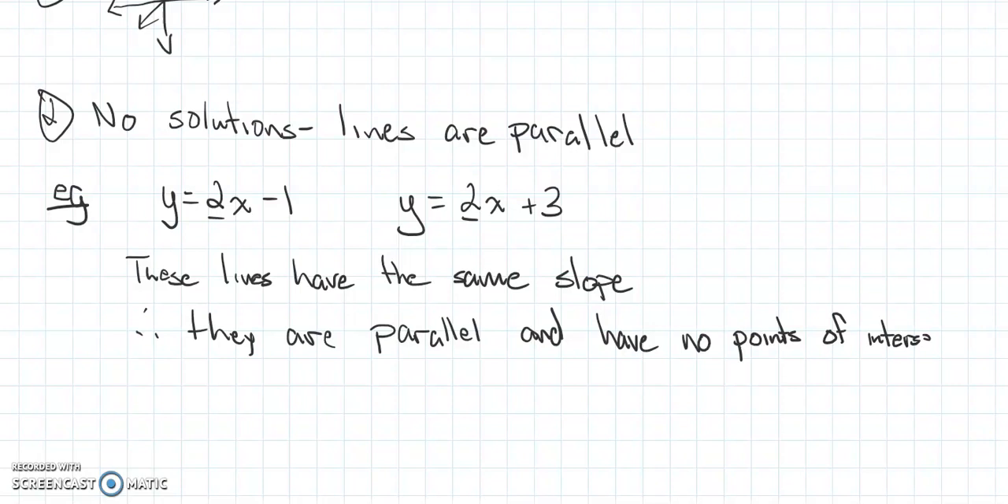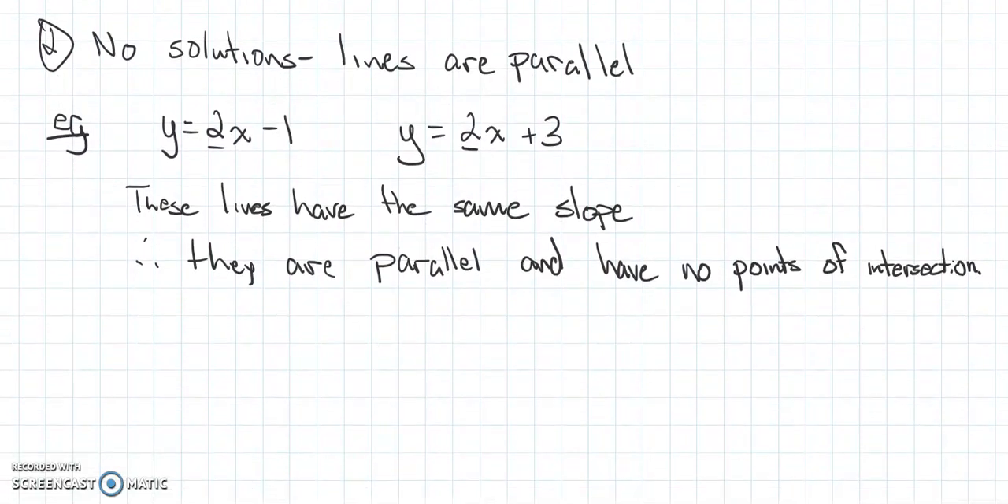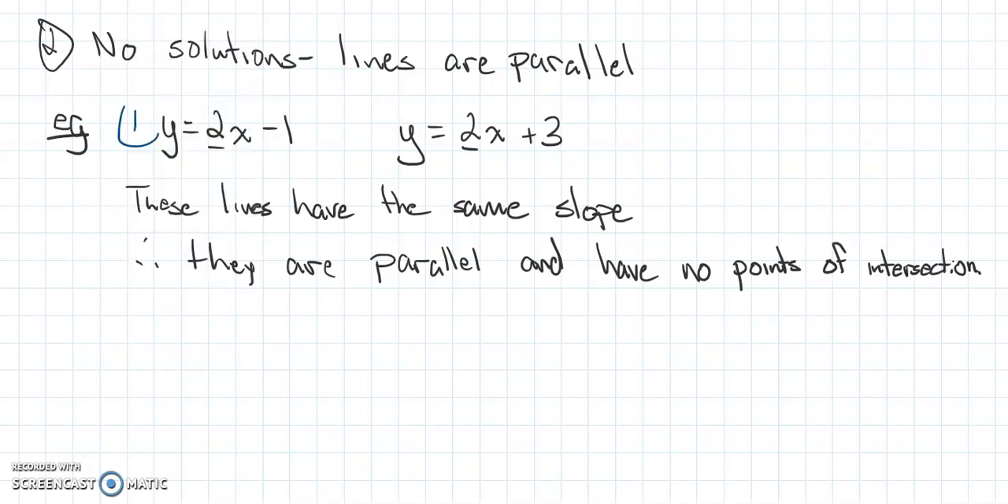One thing that's worth noting here is, let's say you didn't know that parallel lines have the same slope. So you didn't recognize that these ones were going to have no solutions, and you tried to solve it. Well, if you were to graph it, you would see that they're parallel, like they would go in the same direction. But let's say you didn't graph. Let's say you tried to do this by substitution. I just want to show you what happens when you try to solve a set of parallel lines using substitution.